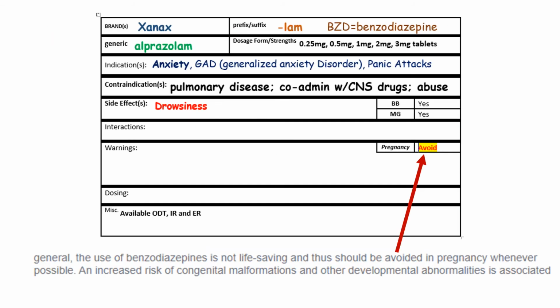Now, in the case of this, it's easy, because if you'll read, I just cut and pasted. When you click on pregnancy, the very first sentence is, the use of benzodiazepine is not life-saving, should be avoided in pregnancy whenever possible. So there you go. That's all you need to know.